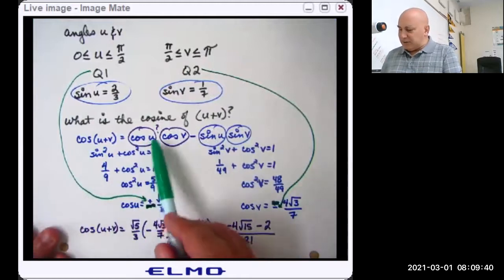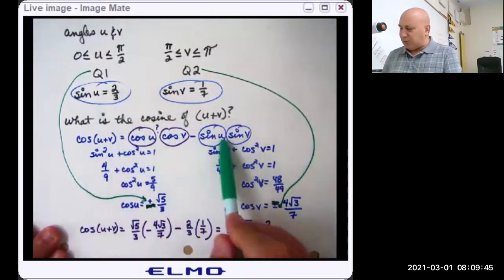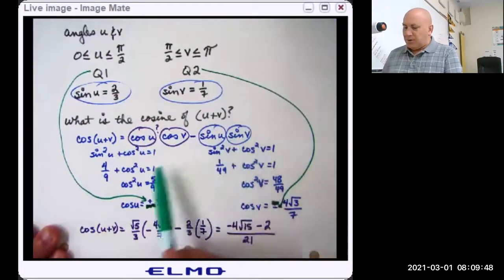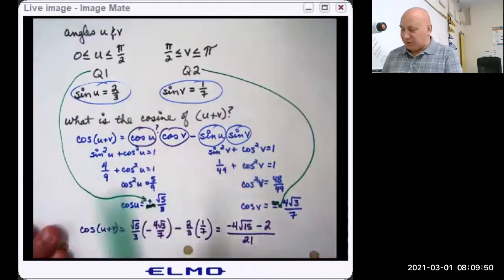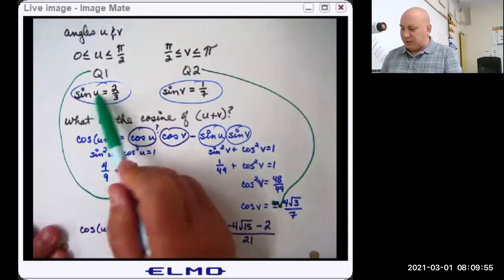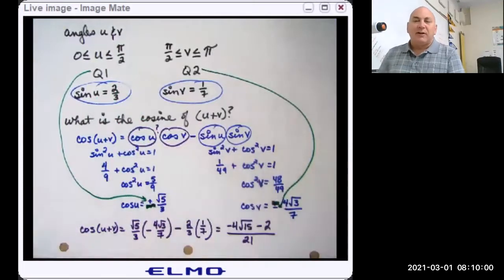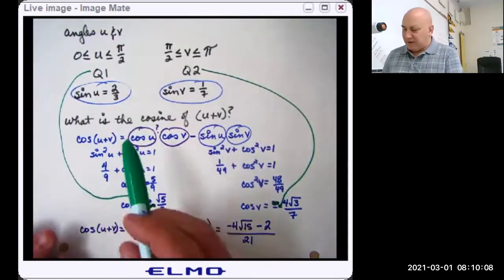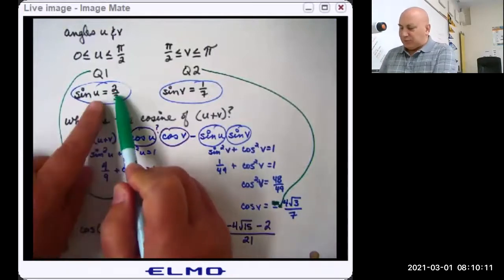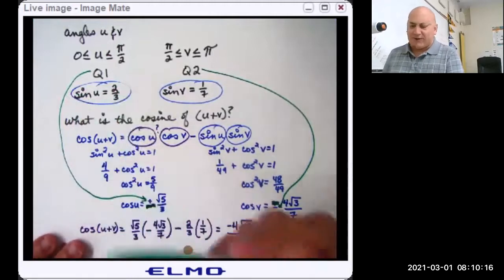Well, I need cosine U and cosine V. I know sine U and sine V. Well, if I know the sine, I can find the cosine using the Pythagorean identity. So sine squared u, sine of u is 2/3, so sine squared of u is 4/9. Some of you will make a mistake and write the sine of 4/9 or sine squared of 4/9 and then not know what to do with that. If the sine of u is 2/3, we're going to square both sides of this. We just end up with 4/9, not the sine of 4/9.